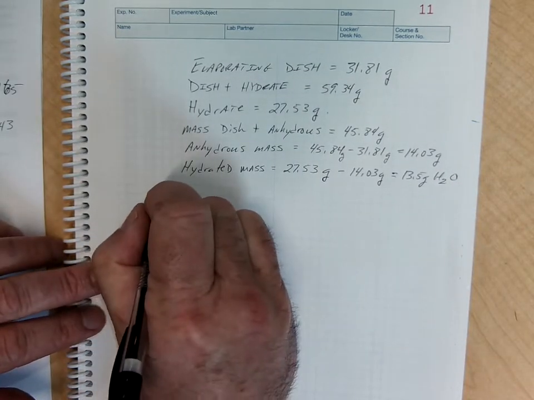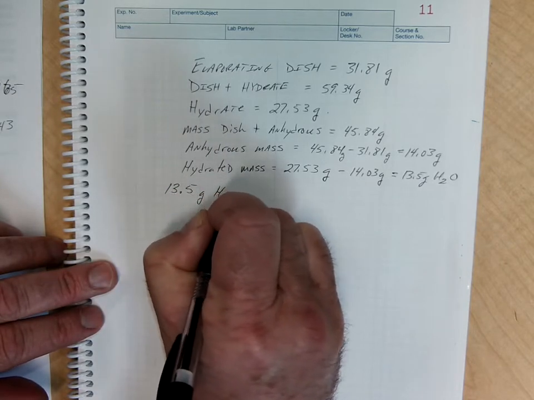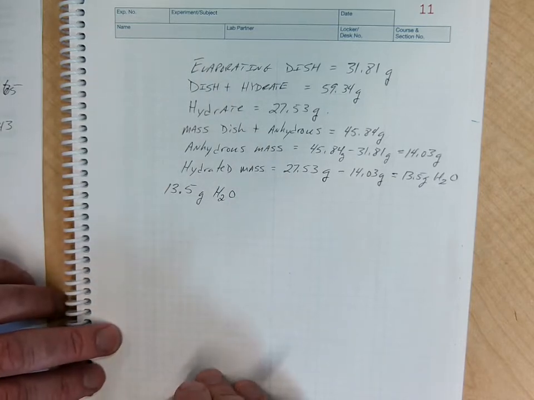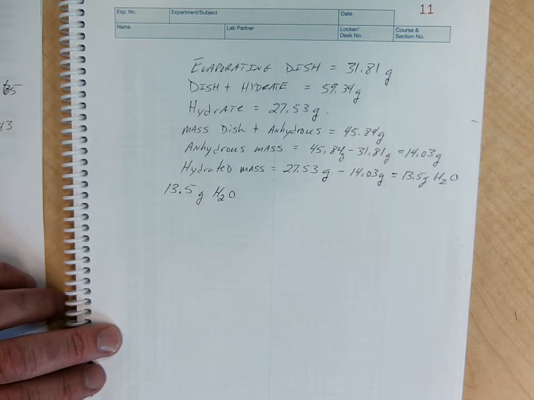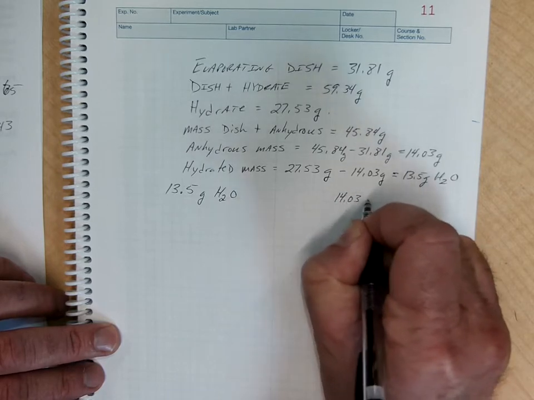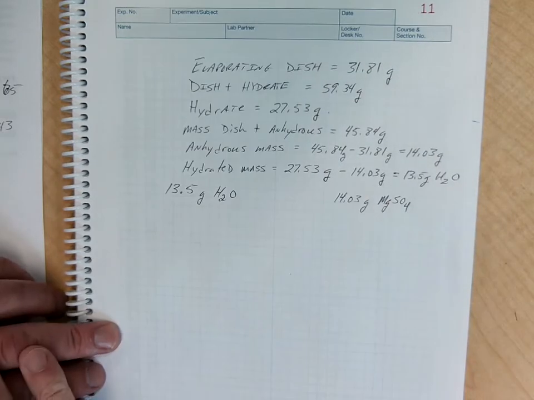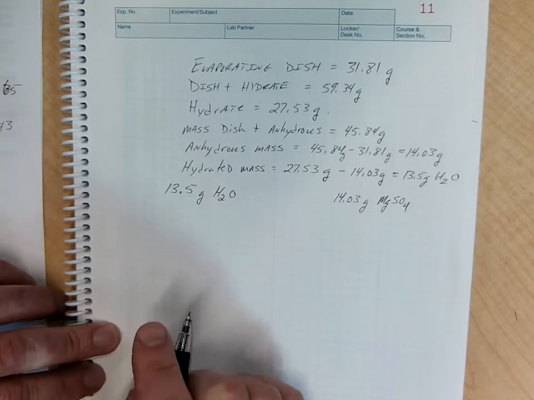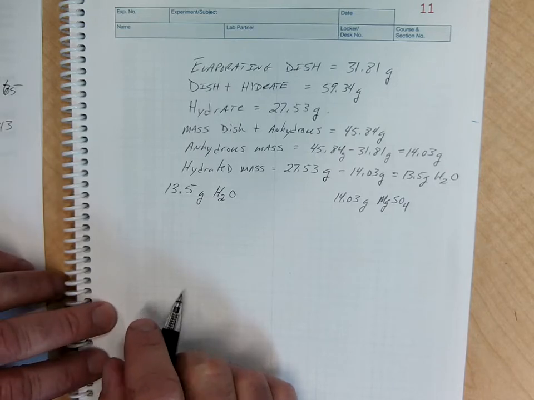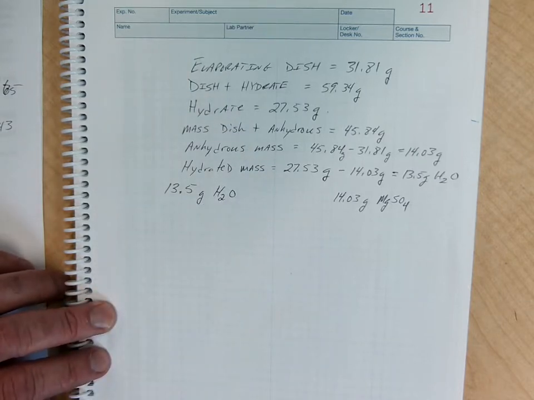So what do we do with those numbers? Well, we need to figure out how many moles of each that is. So 13.5 grams of water, and the other number that we have is the anhydrous mass, which is 14.03 grams. So you have 14.03 grams of the magnesium sulfate, MgSO4, with no water at all. So then, how do we figure out how many moles of each there is?